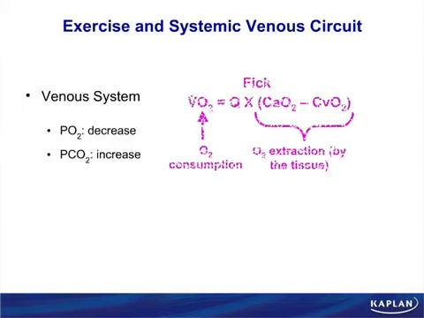As we would predict from the Fick equation, venous PO2 is going to go down. Remember, oxygen consumption went up, so what's going to happen in skeletal muscle? Flow is going to go up, extraction of oxygen is going to go up. That means venous PO2 will fall. As we would also predict, PCO2 is going to go up because we're generating more CO2 as a result of metabolism. So venous CO2 will go up. Not arterial, but venous. Lungs do their job.